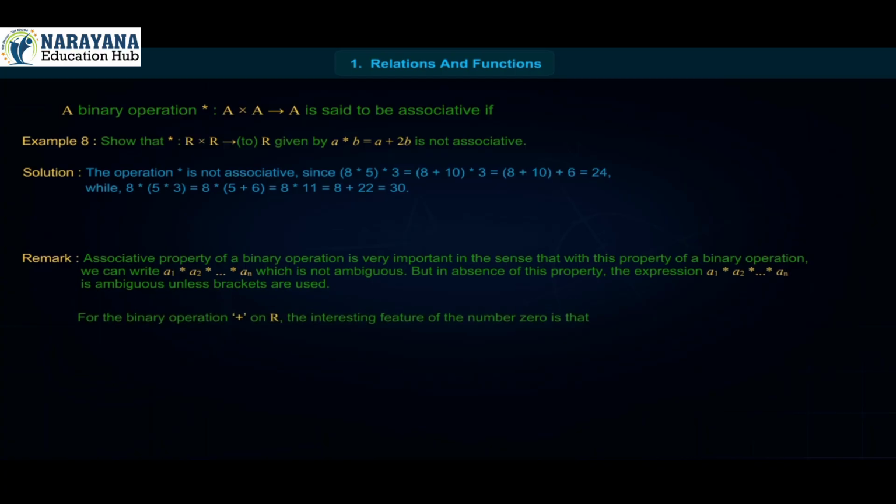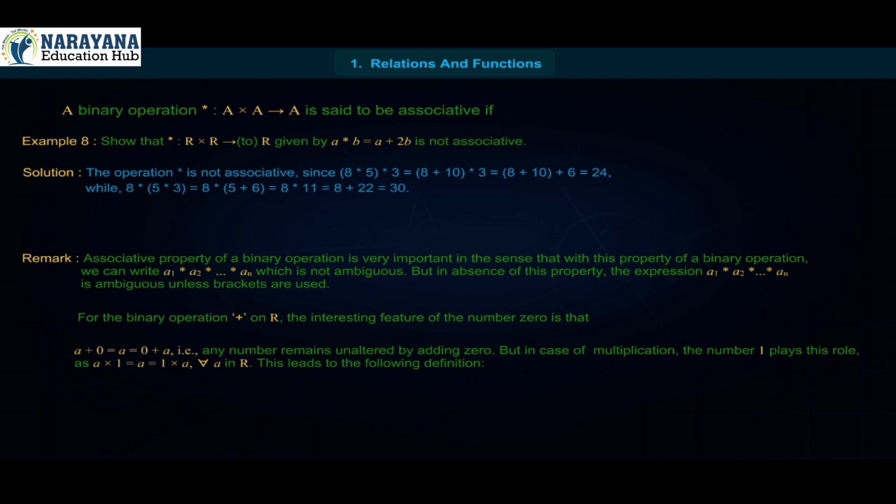For the binary operation plus on R, the interesting feature of the number 0 is that a + 0 = a = 0 + a. That is, any number remains unaltered by adding 0. But in the case of multiplication, the number 1 plays this role, as a × 1 = a = 1 × a for all a in R. This leads to the following definition.